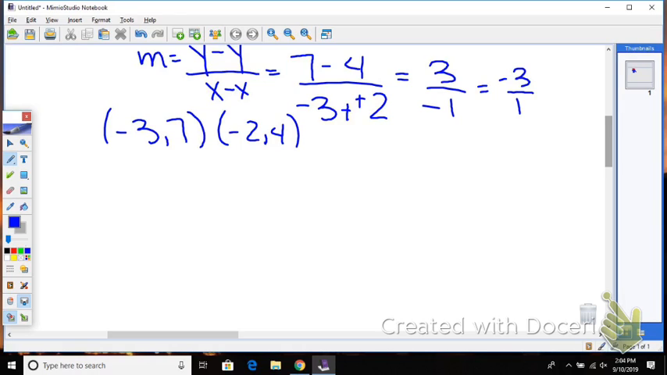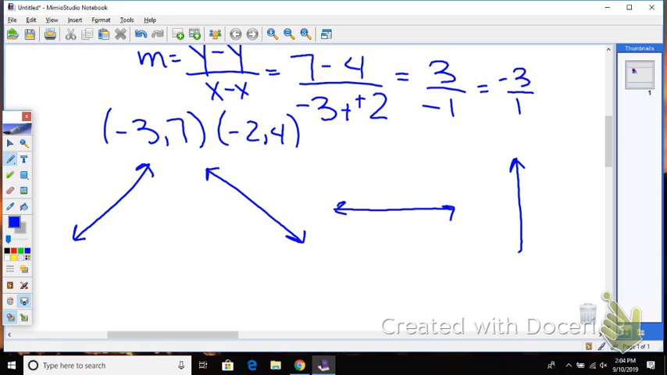Let's talk about these slopes. If I graph a line like this, and I graph a line like this, all I know about these slopes is this slope would be positive because it's going up when I read it left to right. So this slope would be negative.